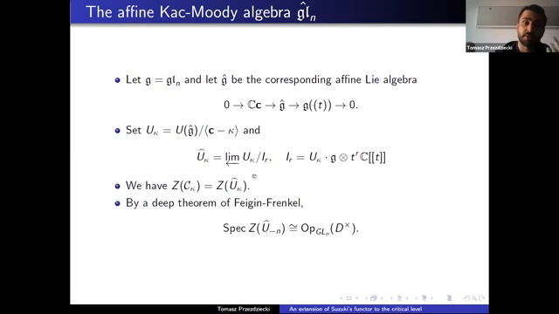And it turns out that the center of this category is the same as the center of the completed universal enveloping algebra, and by a deep theorem of Feigin and Frenkel, the spectrum of the center of this completed universal enveloping algebra has a geometric description. It can be described as the space of GL_N opers on the punctured disk. So these are some principal G-bundles with extra data.